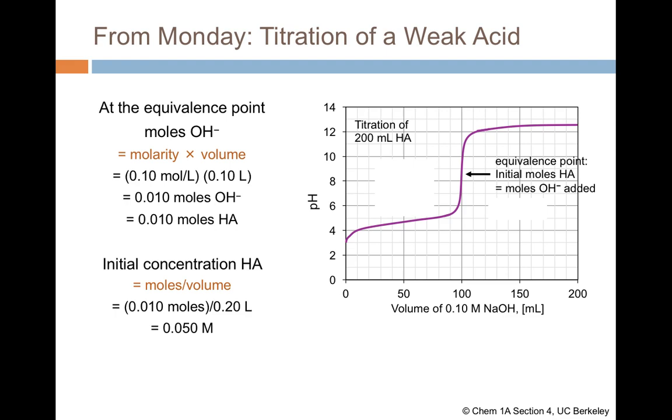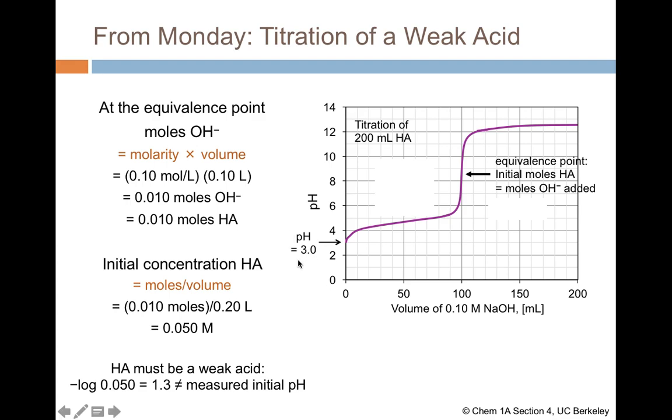We know that HA must be a weak acid, not just because it says it on the slide, but also because if we just blithely take the negative log of this initial HA concentration, we get 1.3. And 1.3 is not the pH that we initially measured. We initially found that the pH was equal to 3. And so we must be thinking, well, not all of that HA is actually dissociated into H+ and A-. A lot of it is staying as HA. So that is the hallmark of a weak acid, one that is incompletely dissociated in water.